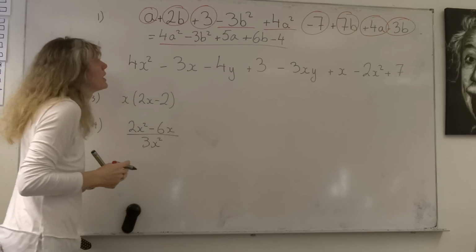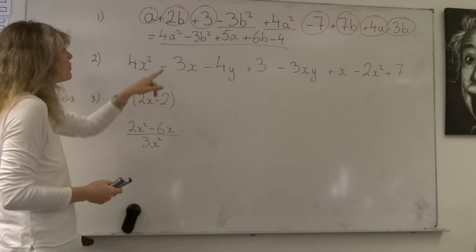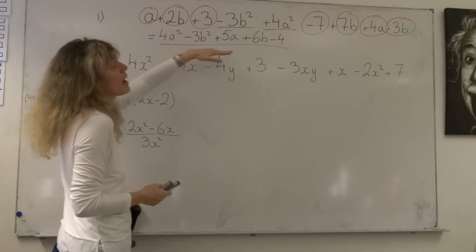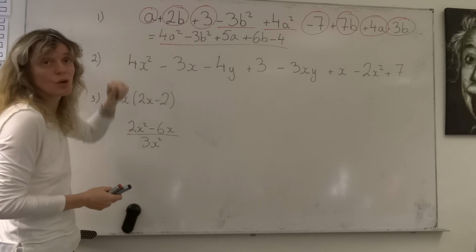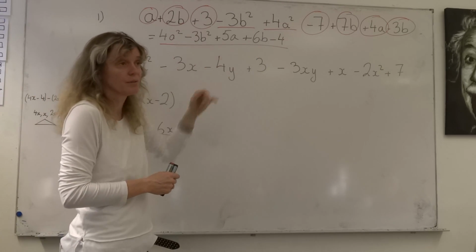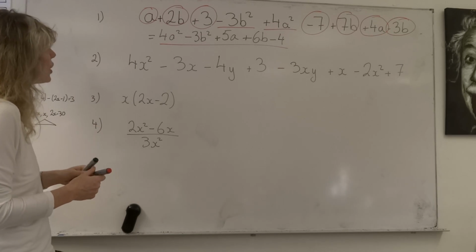4a squared minus 3b squared plus 5a plus 6b minus 4. This is the mathematical way of writing it. We usually start with the area terms first, but it doesn't matter what order, as far as the person who is marking is concerned, as long as all the signs are correct. That's the important thing.